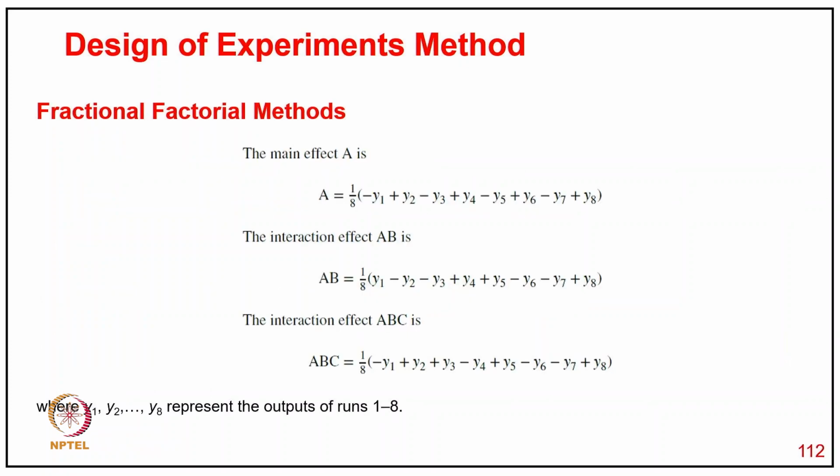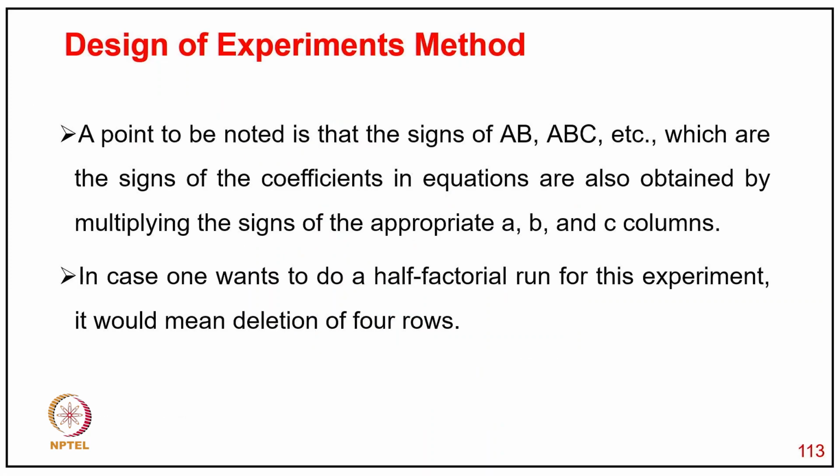So, the main effect A is equal to 1 by 8 in brackets, minus y1 plus y2 minus y3 plus y4 minus y5 plus y6 minus y7 plus y8. Similarly, the interaction effect of AB is equal to 1 upon 8 (y1 minus y2 minus y3 plus y4 plus y5 minus y6 minus y7 plus y8). And the interaction ABC is equal to 1 upon 8 (minus y1 plus y2 plus y3 minus y4 plus y5 minus y6 minus y7 plus y8), where y1 to y8 represent the outputs of runs 1 to 8.